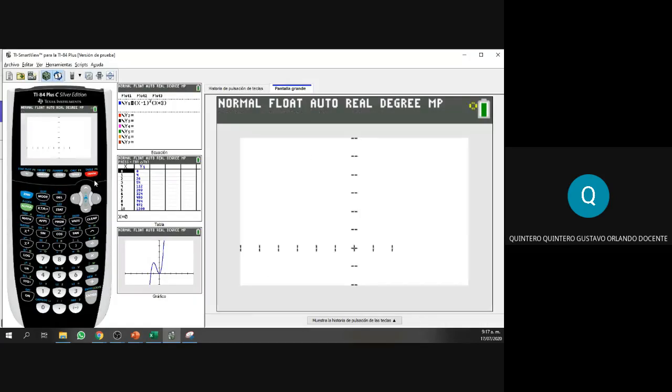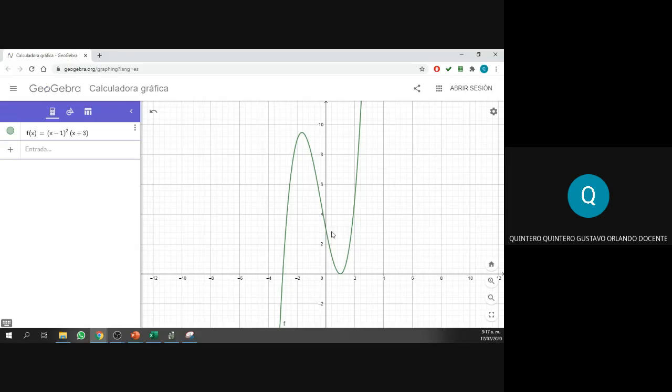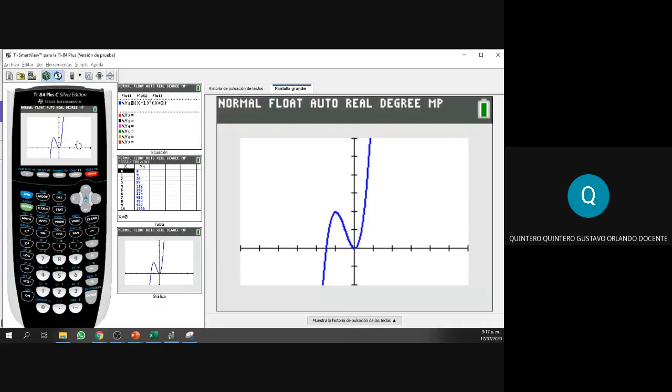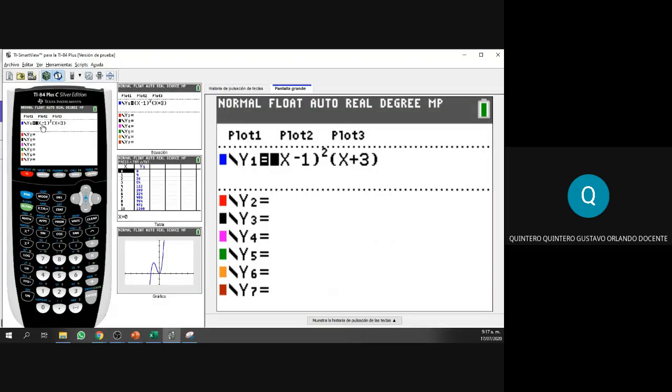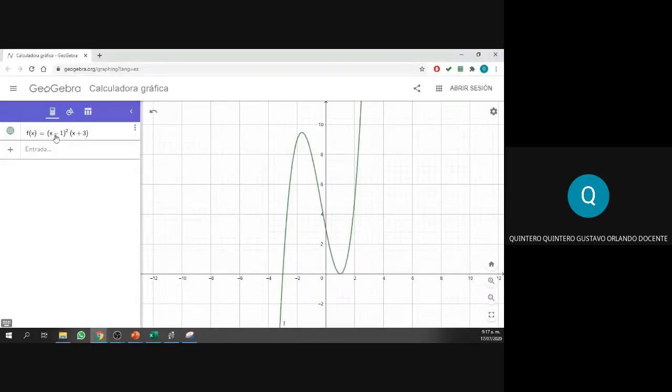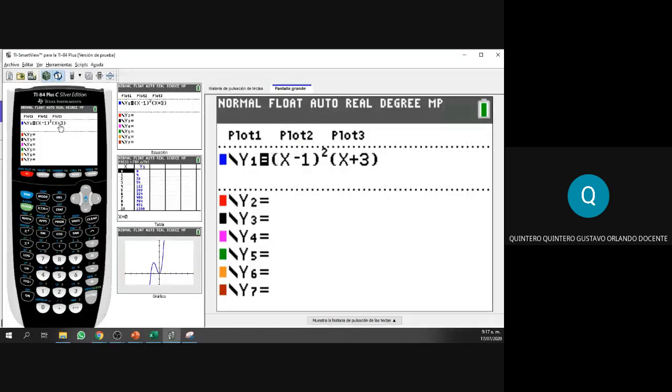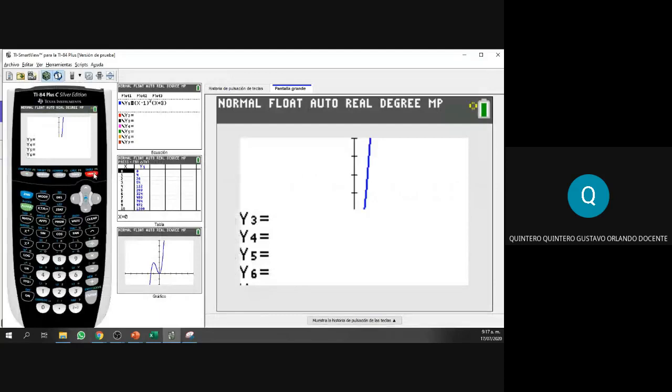After you are done with that, press graph again. And after a couple of seconds, the calculator is going to graph our function. Look at that. All right. Now, did I write it correctly? (x minus 1) squared, (x plus 3). All right, things are correct.